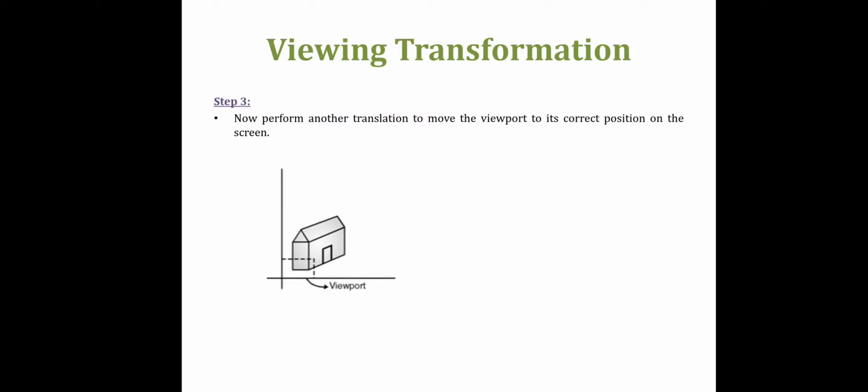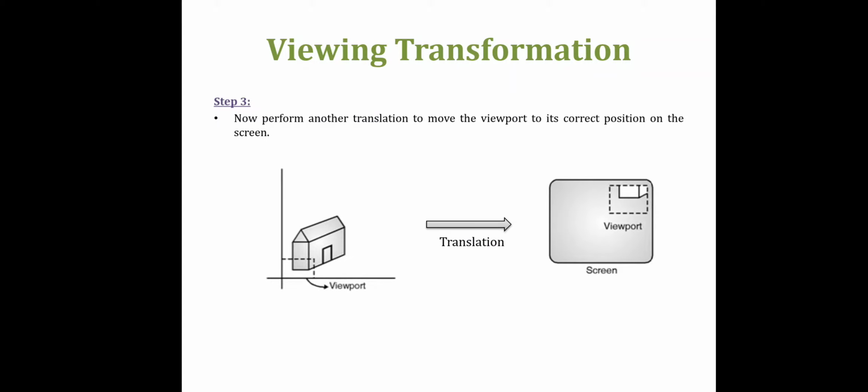Now the next step is, after translation and scaling, again we have to do translation. Why? Because first of all we have shifted our window to the origin. Now again I want to shift that window to its original place, right. So another translation is to move the viewport to its correct position on the screen. So in this way we are placing the viewport where I want to place it on the screen. So in this way we are doing translation, scaling and translation.